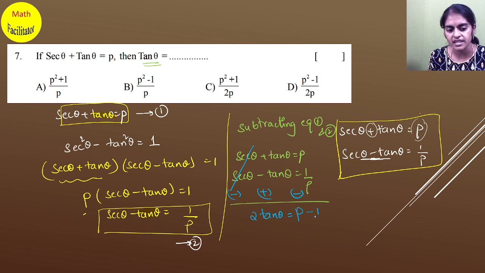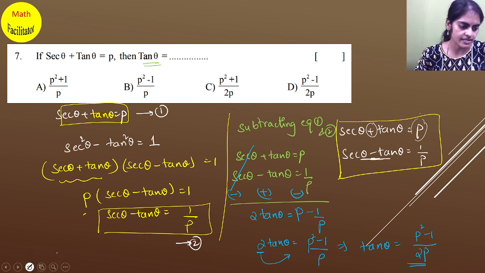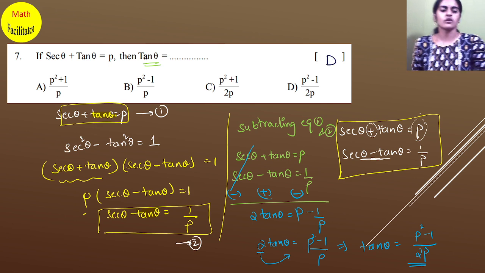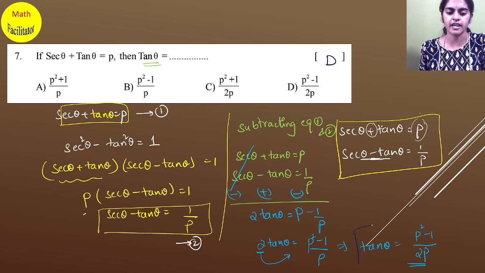Equal to P minus 1 by P. So 2 tan theta is equal to P square minus 1 by P, or from here you can write tan theta is nothing but P square minus 1 by 2P. From where did you get this 2? See here you have 2. Sending it to the other side becomes division. So P square minus 1 by 2P is the correct answer. So option D is correct. Okay. So if you want to find secant theta, you can find secant theta also. You can substitute this tan theta value in any one equation, you get secant theta.